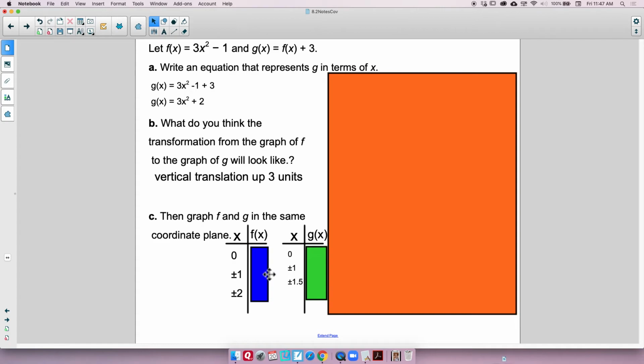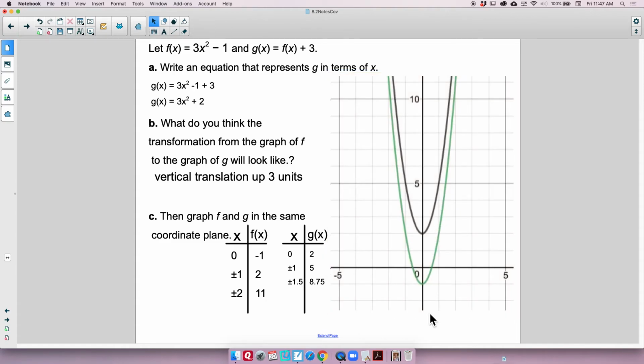Okay, and then go ahead and graph them. It had negative 1, 2, and 11 for f of x. And when you plug in for g of x, you have 2, 5, and 8 3/4. I know that's tough to graph. You could have used something else, but just do your best. Remember, that's 5 points for each of these, so you should have 10 points on your graph and then 2 curves. And when you do, you should have gotten something that looked like that. Again, it's not a stretch or a shrink because our leading coefficient 3 is still the same. Our a is 3, but our c is off by 3, which is why g of x is translated like that.